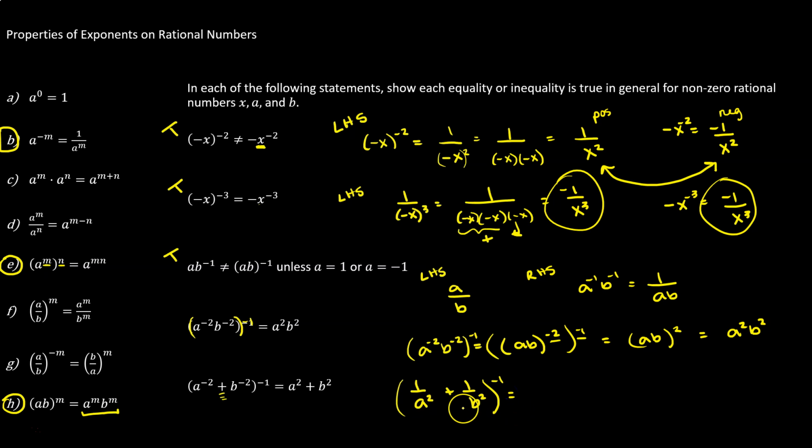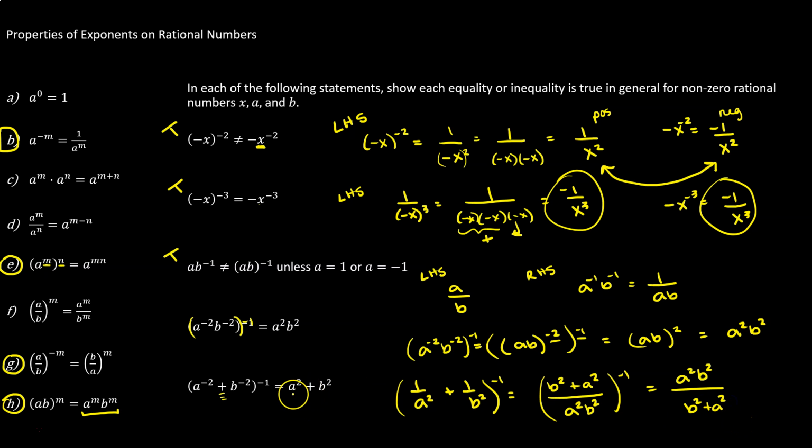Well, to combine those fractions, we need a common denominator. That's going to end up giving us b squared plus a squared over a squared b squared. But remember that that's being raised to the negative 1. When a fraction is raised to the negative 1, we need to use the rule which basically says flip the fraction, make the exponent positive. So if we flip that, it would become a squared b squared over b squared plus a squared.